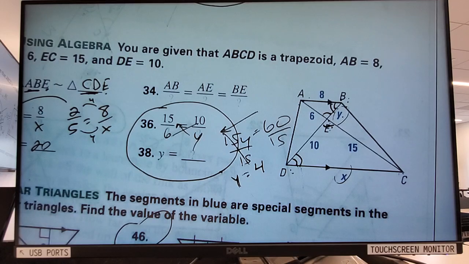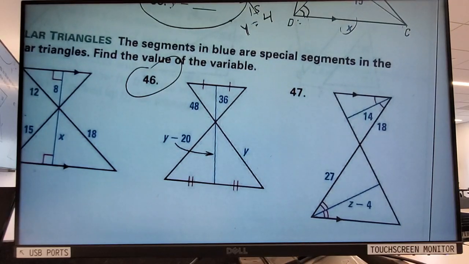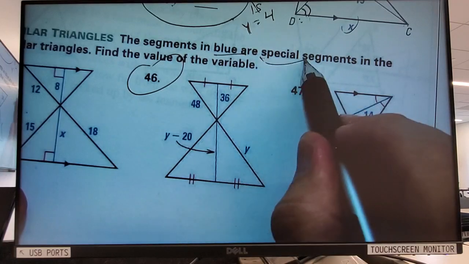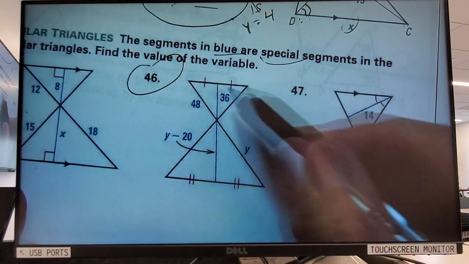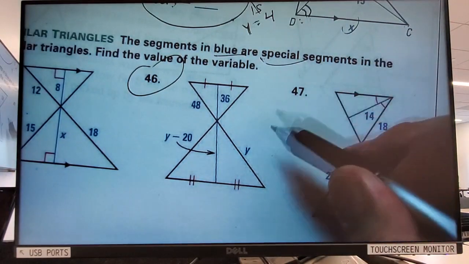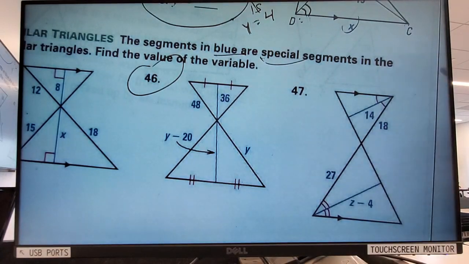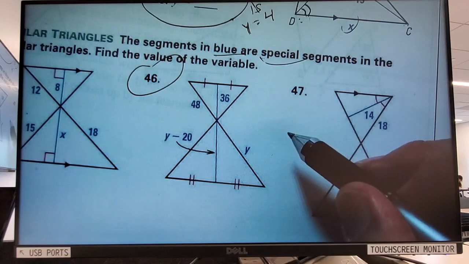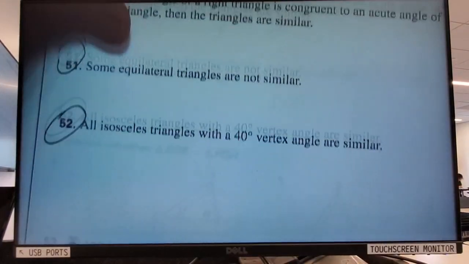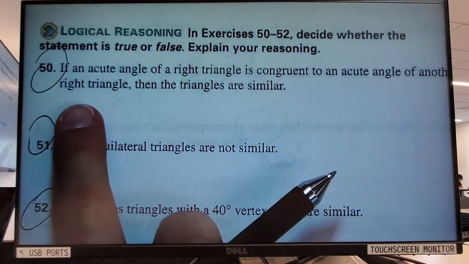All right, guys. 46. They tell us that the segments in blue are somehow special. These segments here. And they're a little bit unclear here. Do they mean this whole thing is supposed to be y minus 20? I am not certain. Maybe that's what they're telling me. Don't worry about that. I'm not sure exactly what they mean there. Very quickly, I kind of want to just get to the part where we can try these compasses.